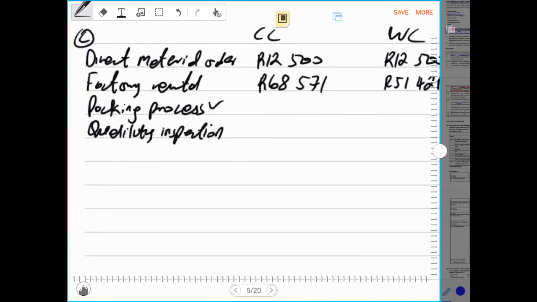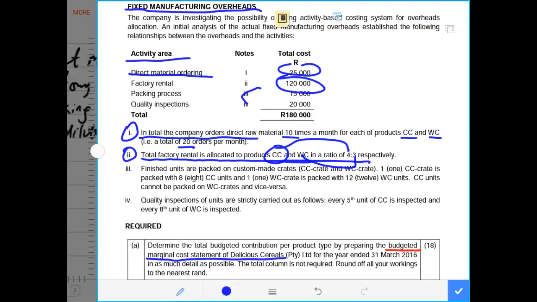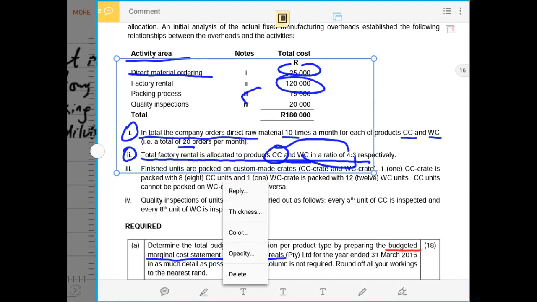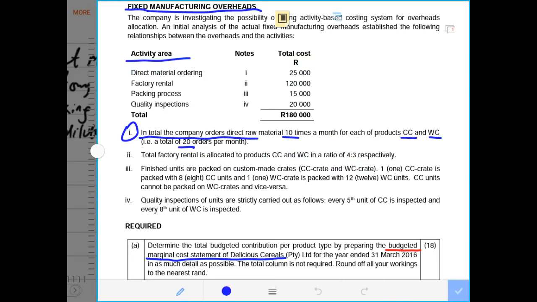Then now we have to go to the packing cost, the packing process cost. They're telling us that when it comes to packing, finished units are packed. Remember, finished units, meaning our production, are packed in custom-made crates, for CC crates and WC crates. So each product has its own crate. One CC crate is packed with 8 units of product CC, and one crate of product WC is packed with 12 units of product WC.